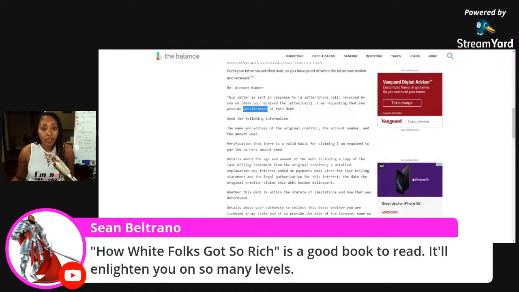Verification is for credit agencies. Validation is for debt collection. So this is a Google letter. I would not give you results, but I'm going to read it to you anyway. The name and address, the original creditor, account number, and amount owed. They already have that, right? So why would you ask that? They have all of that. They bought it from the company, so they know the address of the original creditor. Verification that there is a valid basis for claiming I'm required to pay the current amount owed. Details about the age and the amount of debt, including a copy of the last billing statement from the original.